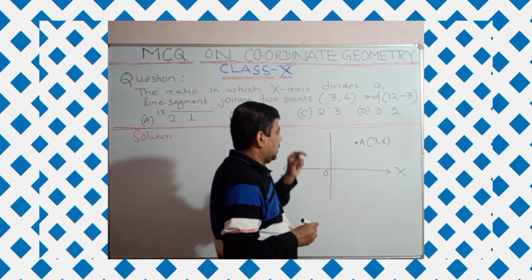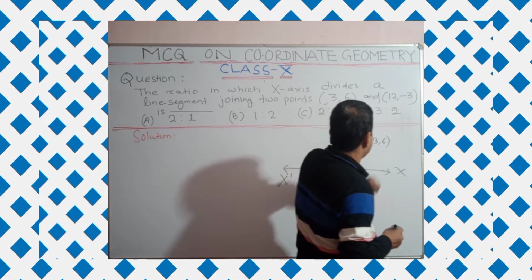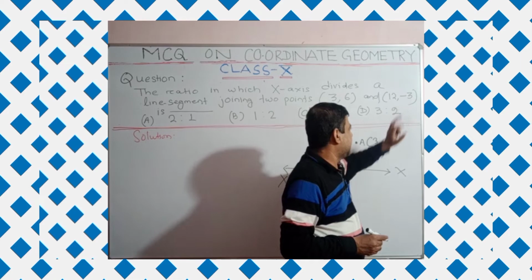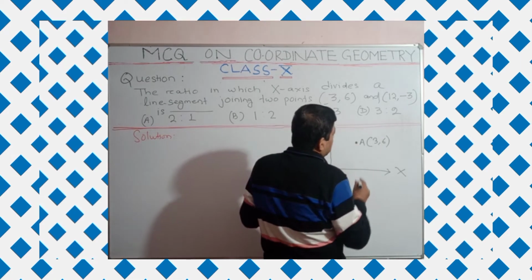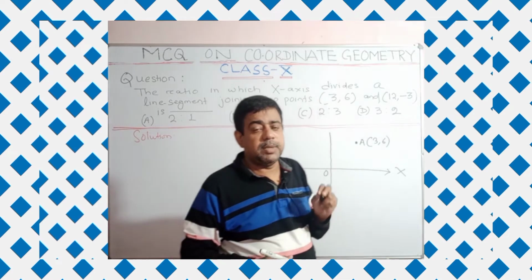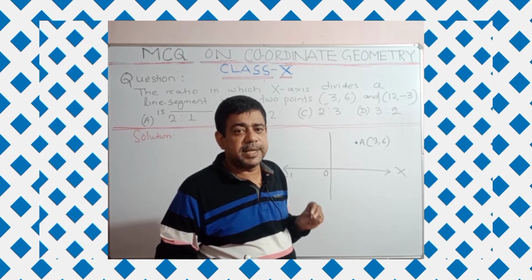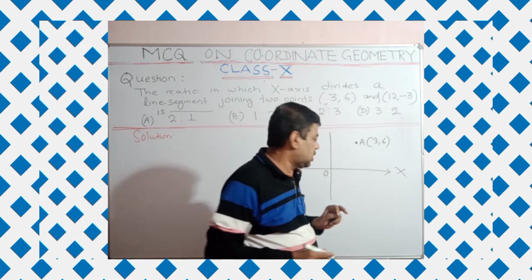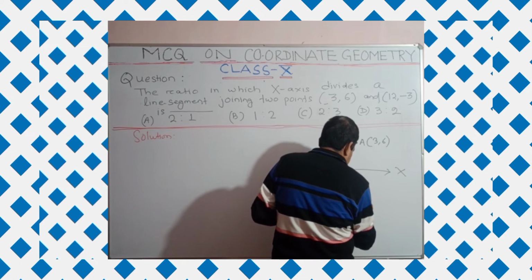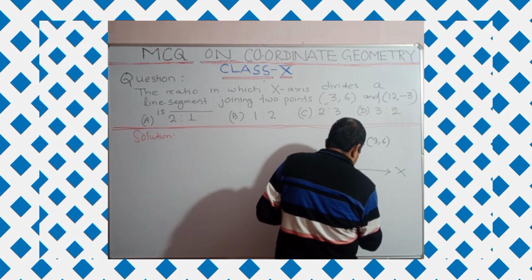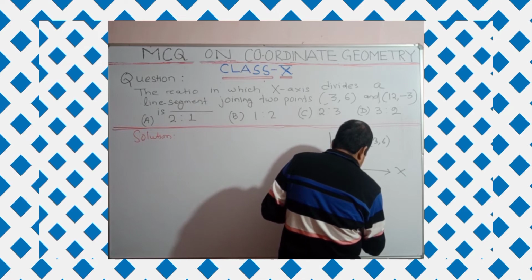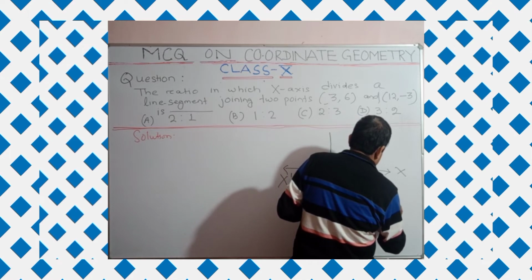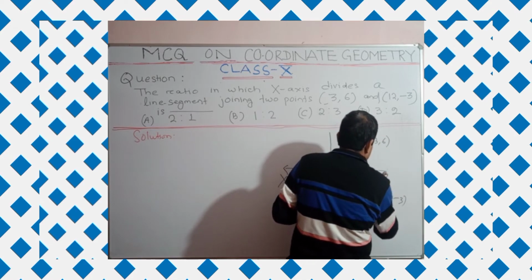Okay, another point is there. Another point is (12, -3). You see, here the x coordinate is positive and the y coordinate is negative. Understand? So naturally all of you know that if the x coordinate is positive and the y coordinate is negative, the point will lie in the fourth quadrant. Suppose here the point is B, whose coordinate is (12, -3). Understand? Is it clear?